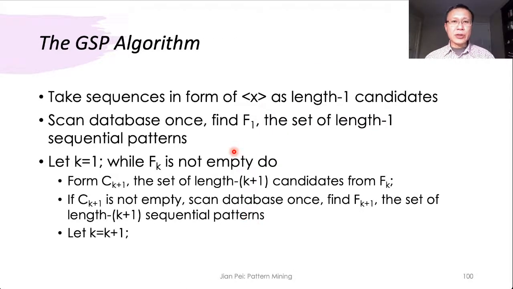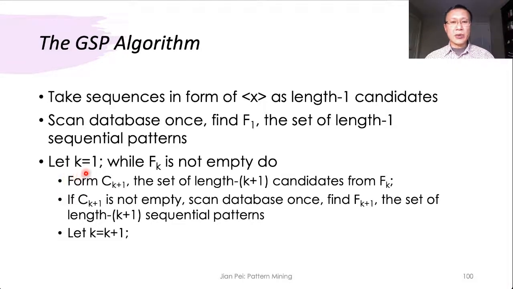This is the pseudocode of the GSP algorithm. In the first step of the GSP algorithm, we take sequences of the form X, where X is an item, as a length 1 candidate. And then we scan the sequence database once. We find F1, which is the set of length 1 sequential patterns. And then we start to do the iteration. Let K equal 1.